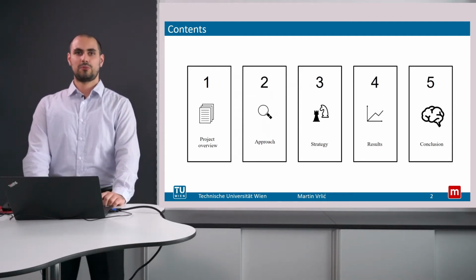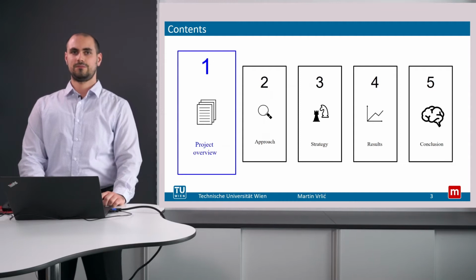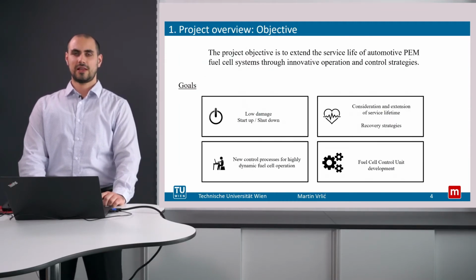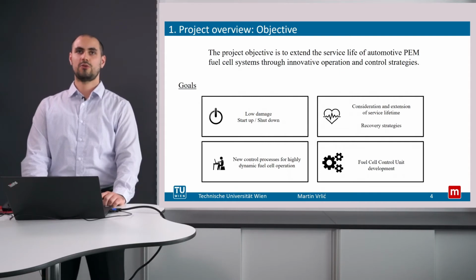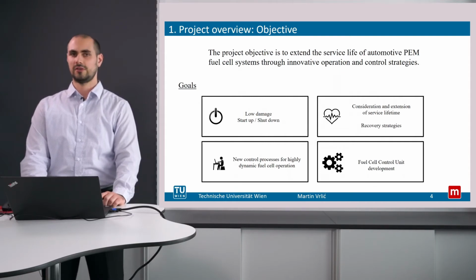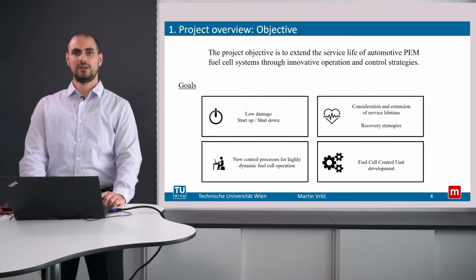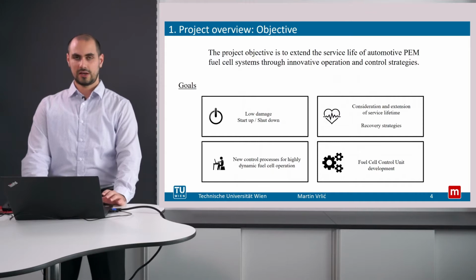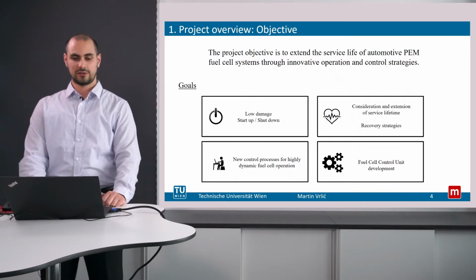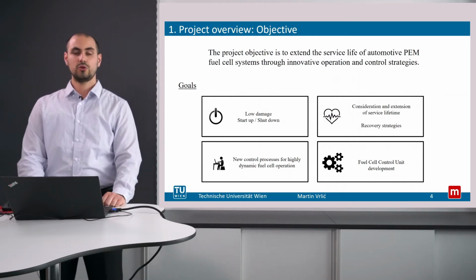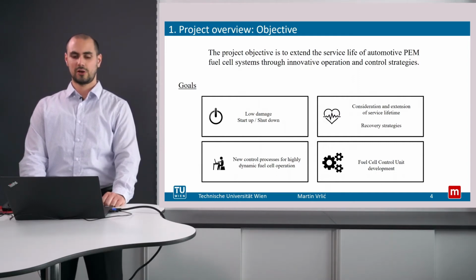First, let's begin with the project overview. The project objective is to extend the service life of automotive PEM fuel cell systems through innovative operation and control strategies. There are a few goals which should be fulfilled in the scope of this project. They are listed here: low damage startup and shutdown, consideration and extension of service lifetime and recovery strategies, new control processes for highly dynamic fuel cell operation, and a development of a fuel cell control unit.